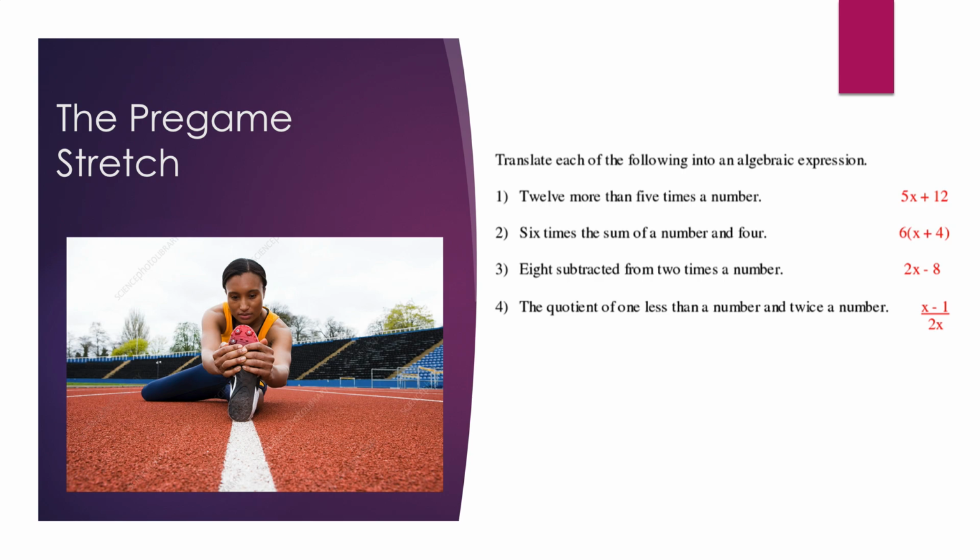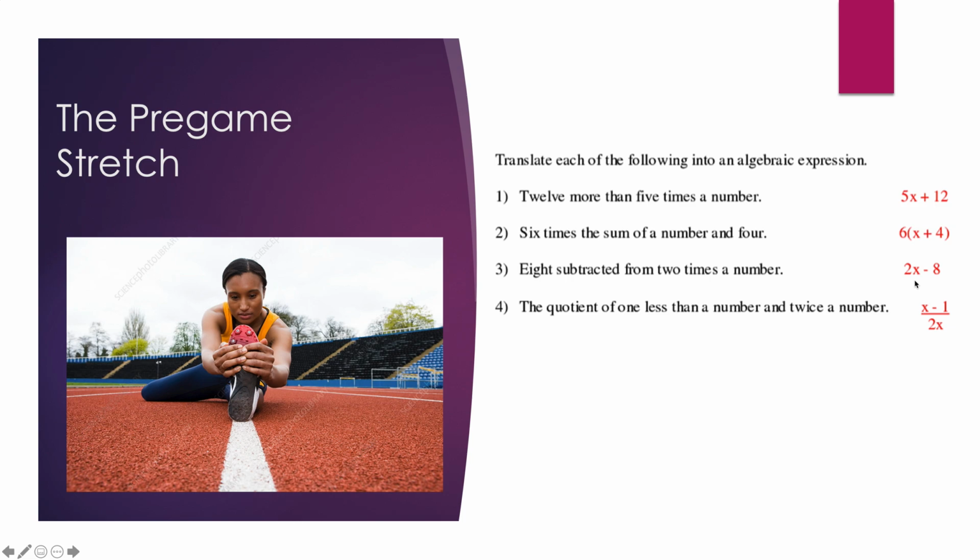8 subtracted from 2 times a number. From goes first. Remember the little diagram going to New York from Los Angeles? You start in Los Angeles. So whatever follows from, that goes first. So 8 subtracted from 2 times a number. Since it's from 2 times a number, the 2 times a number has to go first. That is why it is 2x first and then minus 8.